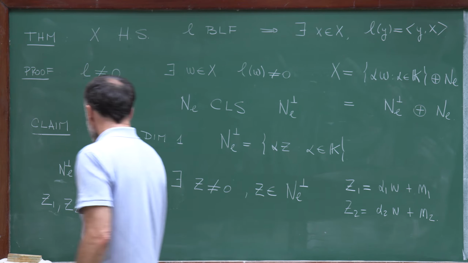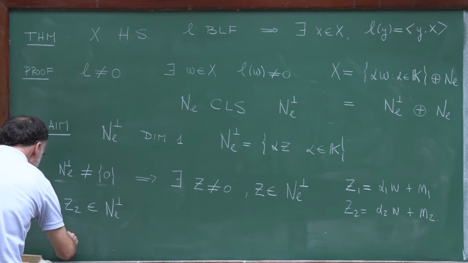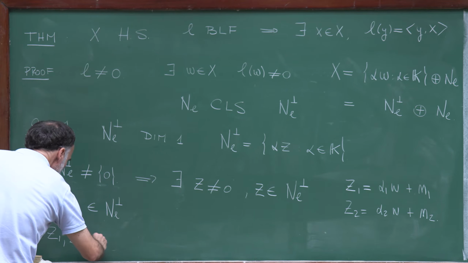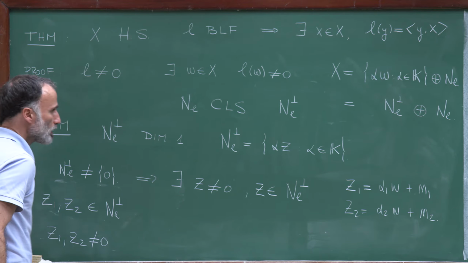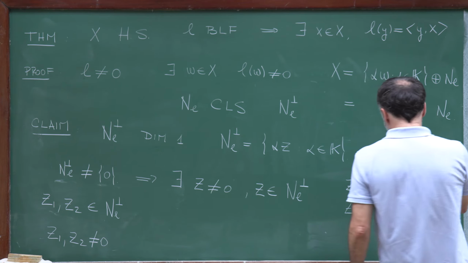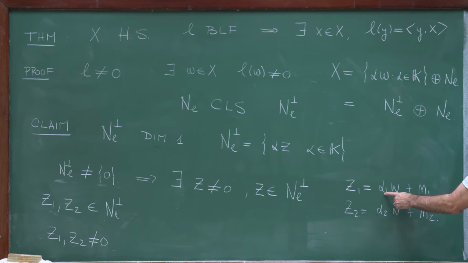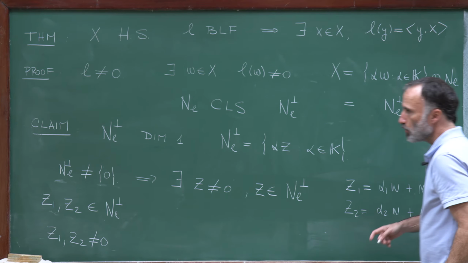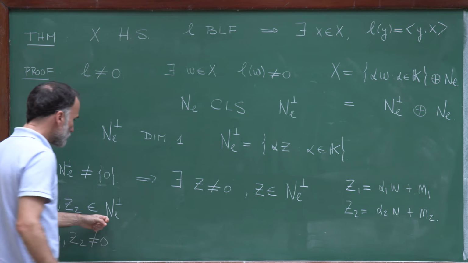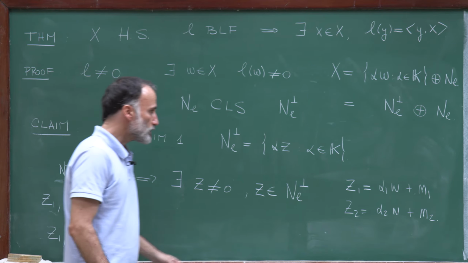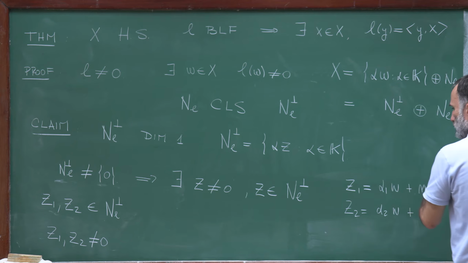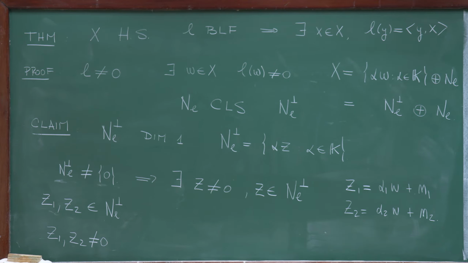So let's assume that these points are different from 0. This means that alpha 1 cannot be equal to 0, because if alpha 1 is equal to 0, that would mean that Z1 is equal to N1, which is an element of the null space. On the other hand, Z is an element of the orthogonal space. If Z is an element of the space and of its orthogonal, this means that Z is equal to 0. Therefore, alpha 1 can't be 0.